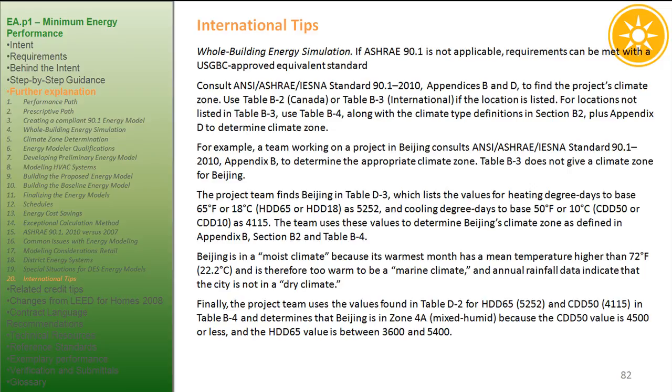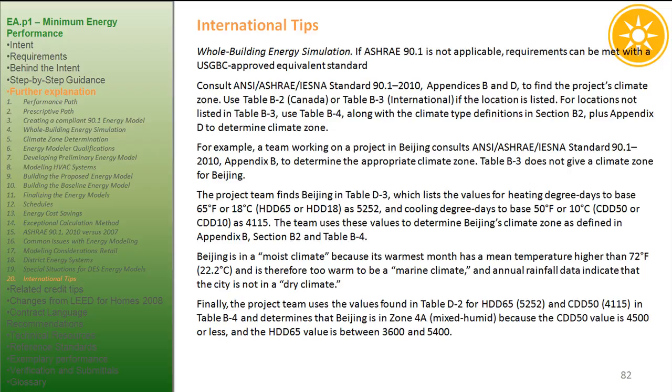4115. The team uses these values to determine Beijing's climate zone as defined in Appendix B, Section B2 and Table B4. Beijing is in a moist climate because its warmest month has a mean temperature higher than 72 degrees Fahrenheit, 22.2 degrees Celsius, and is therefore too warm to be a marine climate, and annual rainfall data indicate that the city is not in a dry climate.